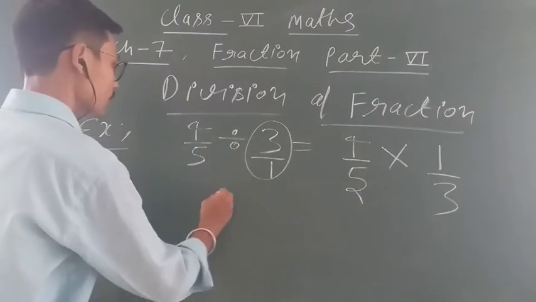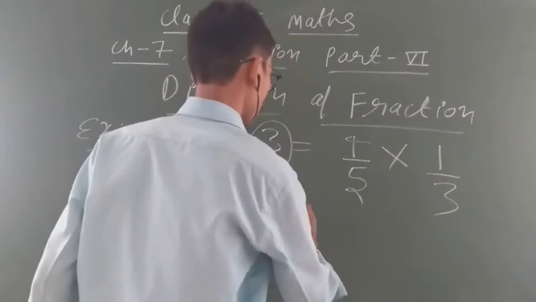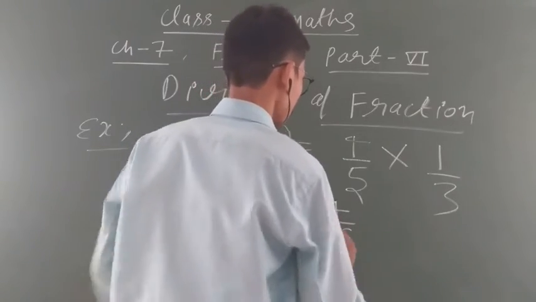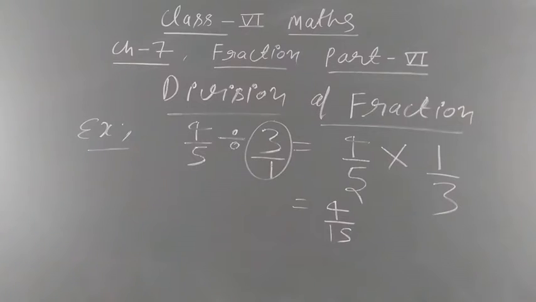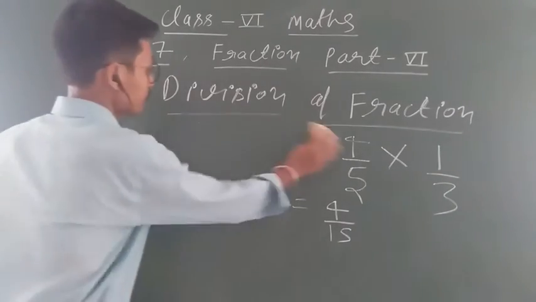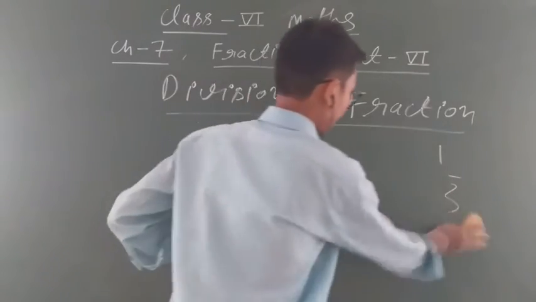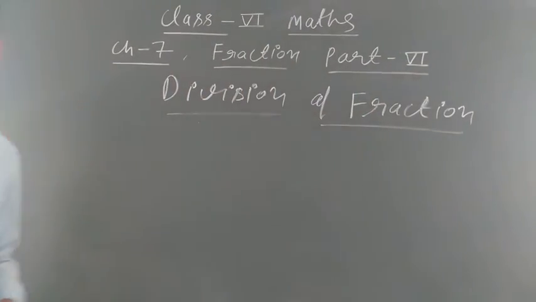So what will the answer be, students? 4 into 1, it will become 4 upon 15, because you are not able to reduce it. So by this you will find your correct answer. This is division. Division means we have to write down the reciprocal of the number which is given on the right side. Next example I can take, students.